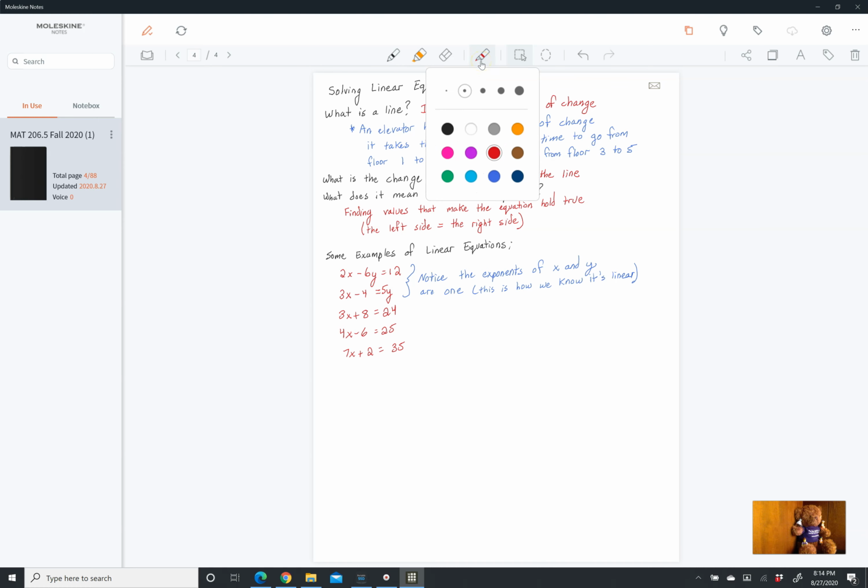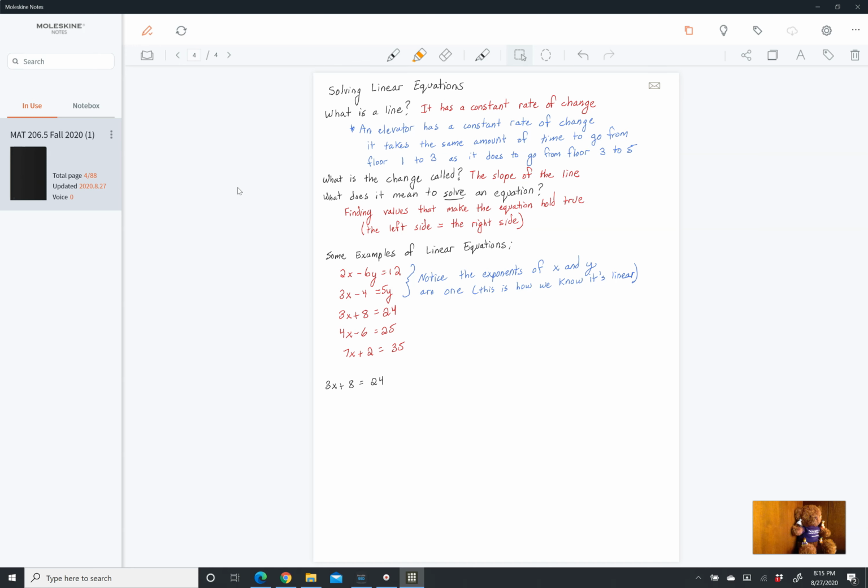So let's go through and just solve each of these three, and then we're going to look at some other types of linear equations that might be a little bit more complex for you. So let's take 3x plus 8 is equal to 24.